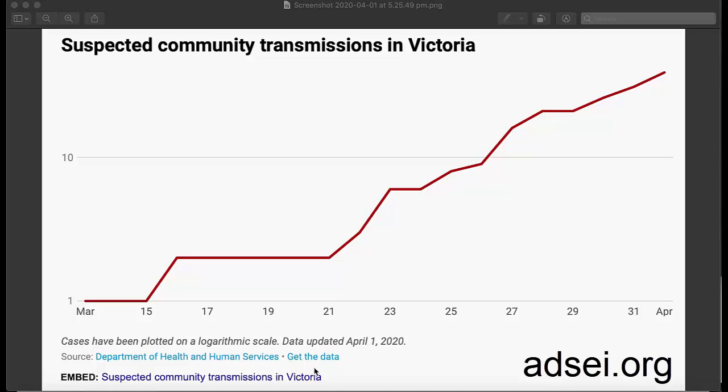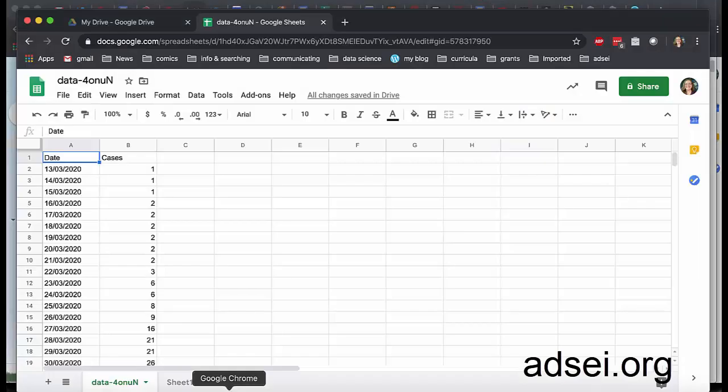Now, you'll see also they say get the data, which I think is a really useful and transparent way to display data. If you're going to show the data, then give people the access, the opportunity to work with the data themselves. So this is the data. It's a very simple data set.